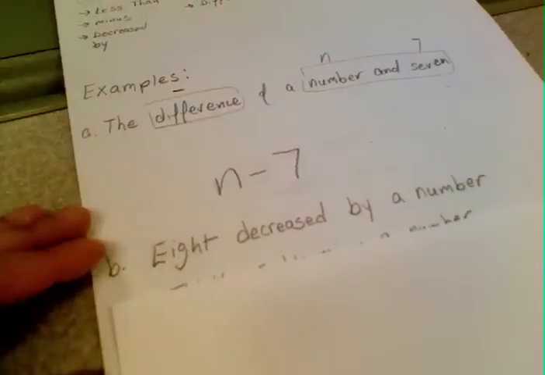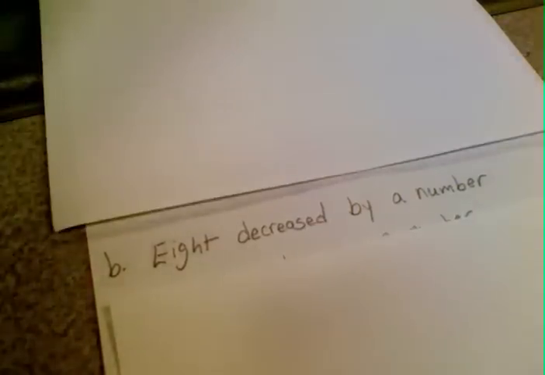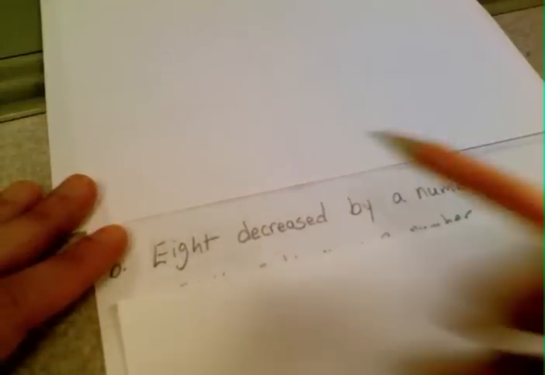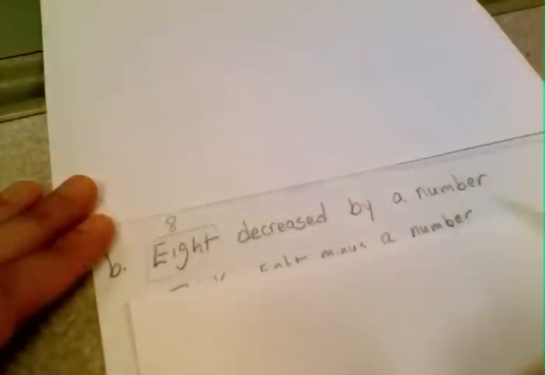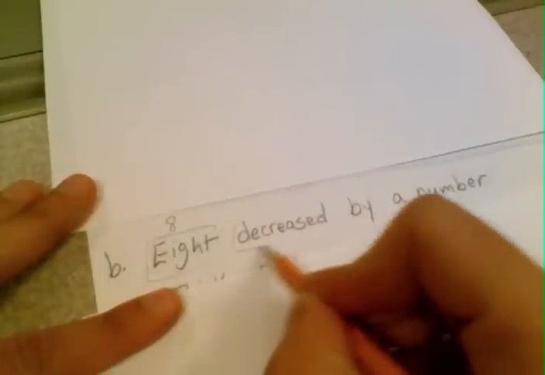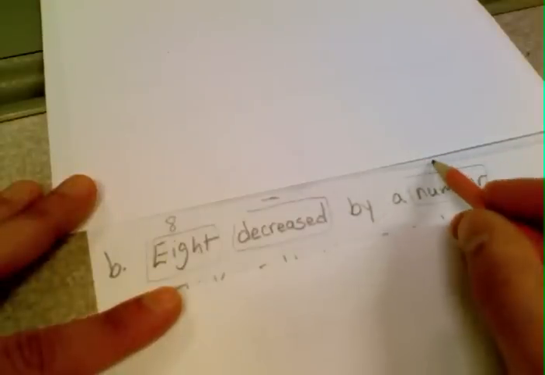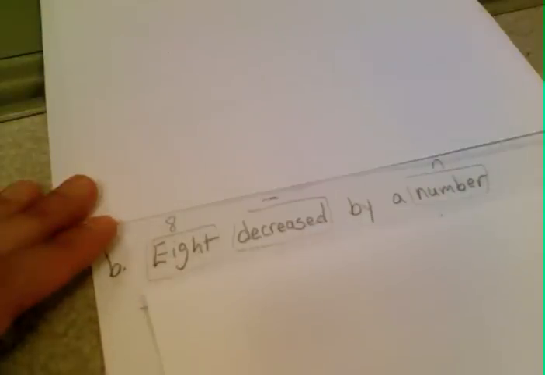Example B: 8 decreased by a number. Go ahead and press pause right now and write this as an algebraic expression. All right, moving on. There's a couple of important things here. I'm going to put a box around 8 and write the number 8 right above it. Decreased tells me that this is minus, and then "by a number" tells me that this is n. Again, I'm going to define this.